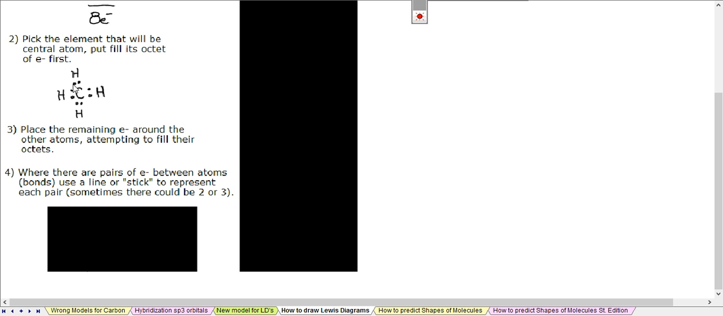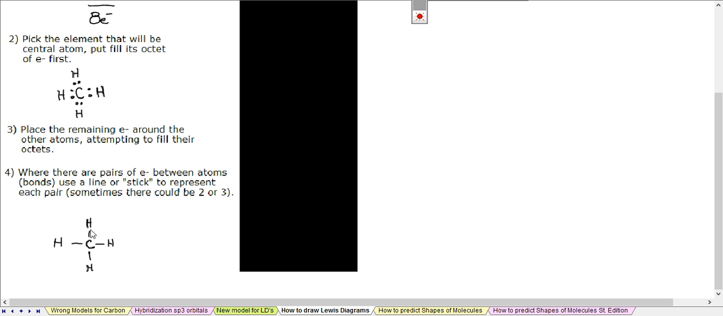Now, every time you have a pairing of electrons between 2 atoms, that represents a bond. So the last stage is to, wherever we have these pairs, put a line or a stick between the atoms to represent that there's a bond. Sometimes we can have 2 sticks together, which would be a double bond. Sometimes we could have 3. So in this case here, we've got 4 different bonds, and there we go.